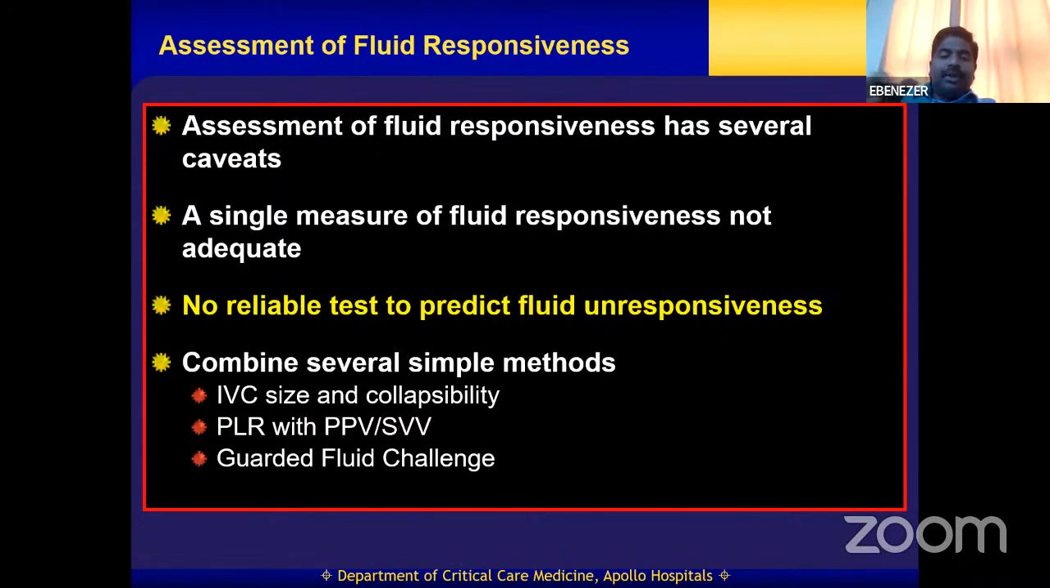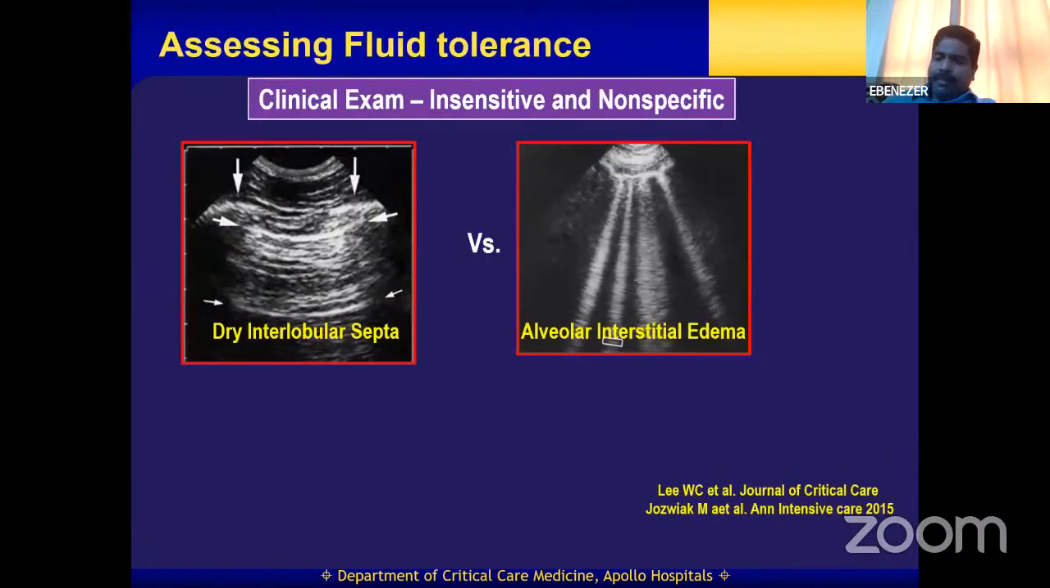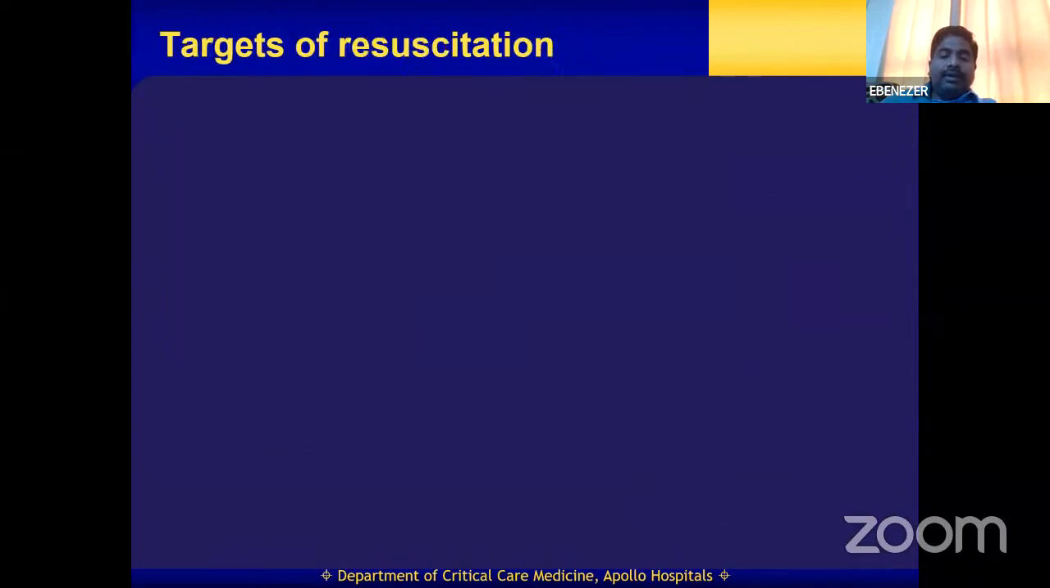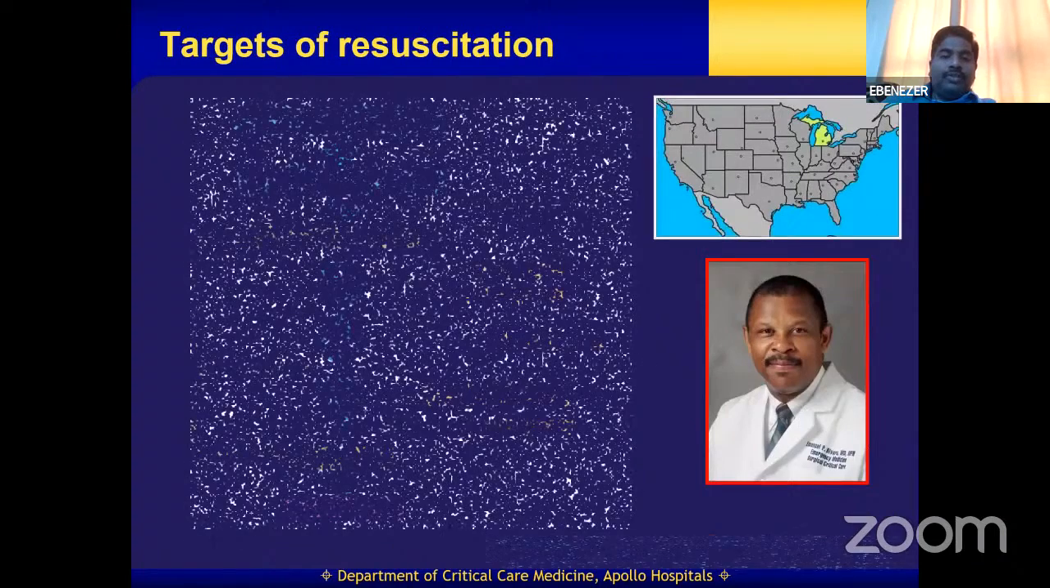So there is no reliable single test to predict fluid responsiveness or unresponsiveness. It is a dynamic measure. You have to combine many measures, but remember IVC size, positive passive leg raising test, guarded fluid challenge, they will all help you to assess the fluid responsiveness. At the same time, if you're comfortable, as I told you earlier, you can use a lung ultrasound. You can see a lot of B lines are there. All of that will indicate an alveolar interstitial edema. So try to see to it that you don't pump in too much fluid.